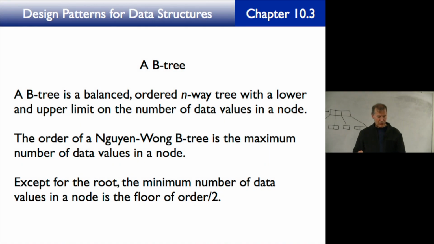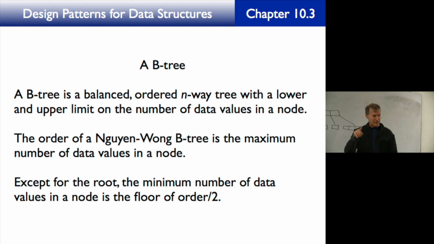So the order of a Nguyen-Wong B-tree is the maximum number of data values in a node, but now there's an exception for the root. Because obviously, if you're starting to build a tree, and it's like order 10, the first item that you put in there has got to go in the root, and it's got to be less than 10, because you might not be storing enough data values in the data structure to fill up the root node. See? So except for the root, the minimum number of data values is the floor of order divided by 2.